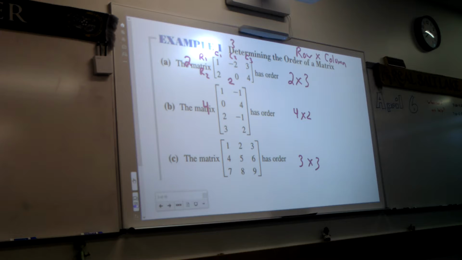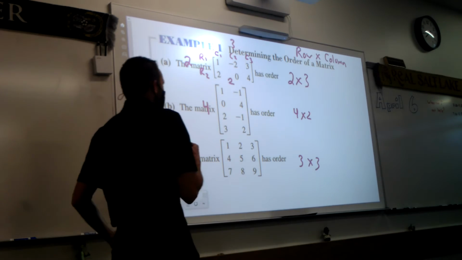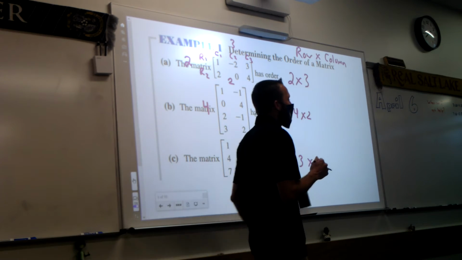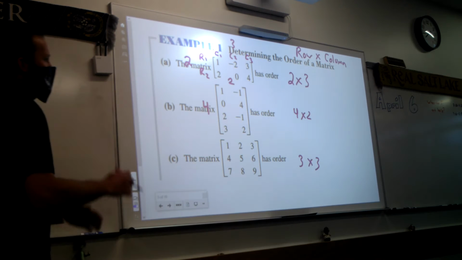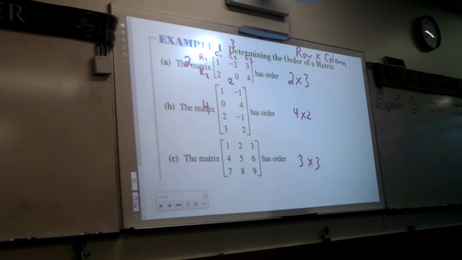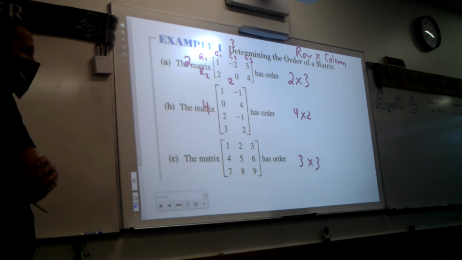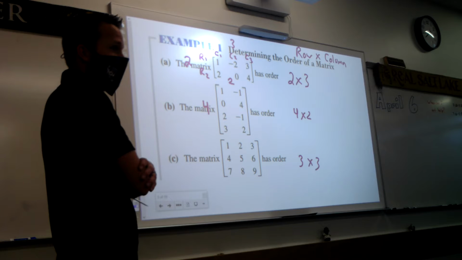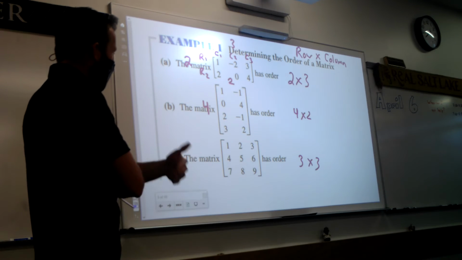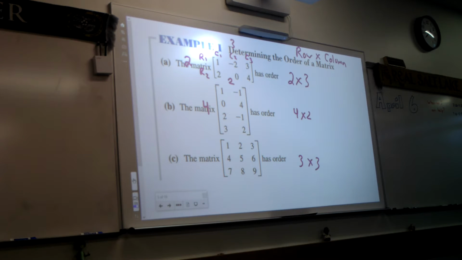Now, some of the operations have specific rules about the orders, and so we have to make sure we have the same strategy for labeling these, okay, for identifying the order. So, what is the rule for determining the order? Row by column. Okay, thank you. Let's keep on going here.